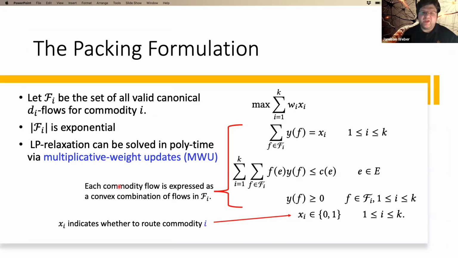The ANF problem can be expressed as a packing formulation LP. Here, F_i is the set of all valid canonical d_i flows for each commodity i. One can show that the size of these sets are exponential and finite. However, one can solve the relaxation in polynomial time using multiplicative weight updates. In this formulation, each commodity flow is expressed as a convex combination of flows in script F_i, and x_i indicates whether to route commodity i.